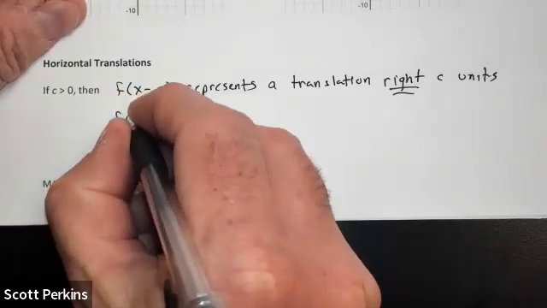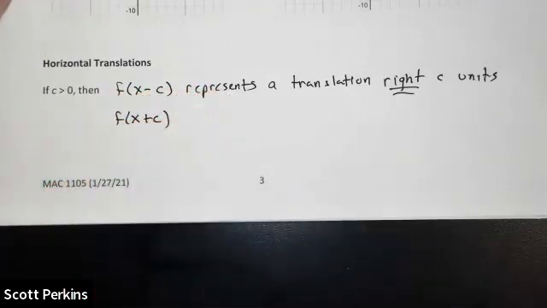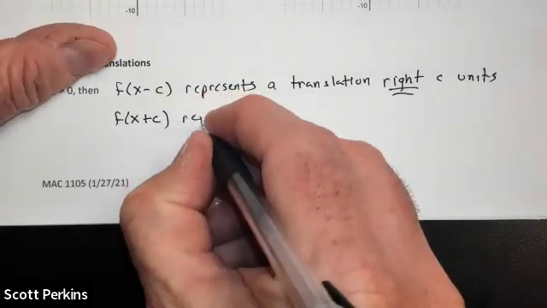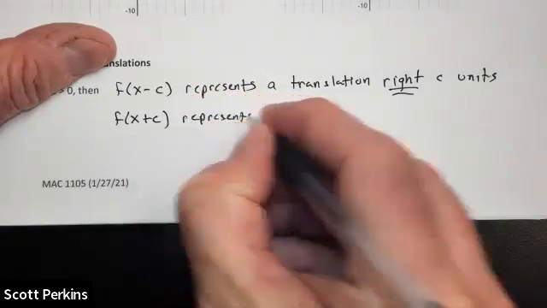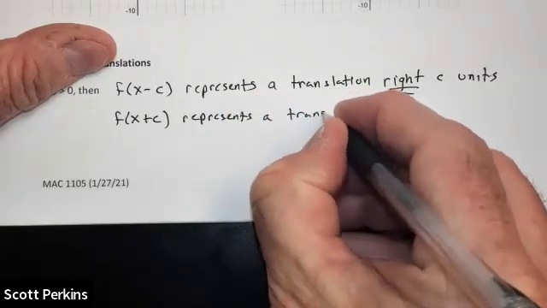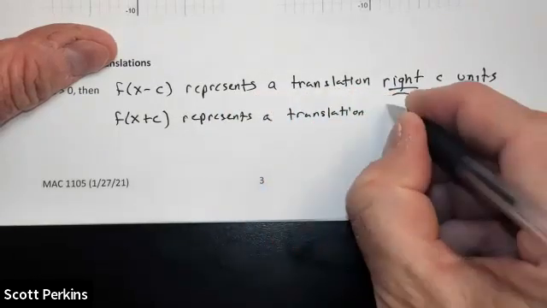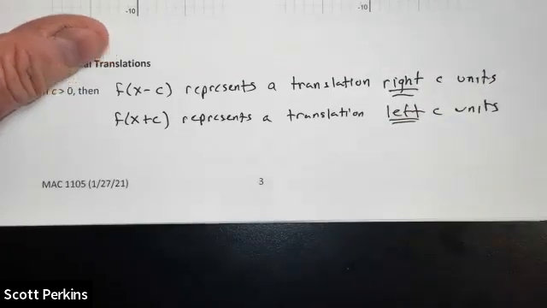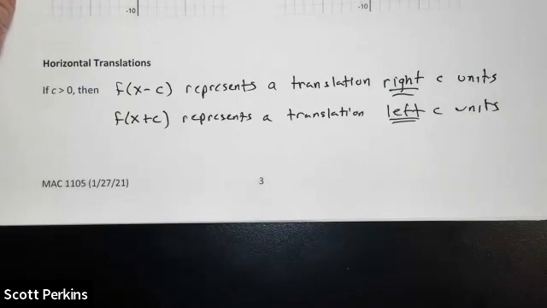Similarly, if I have f of x plus c, so I'm adding c directly to the x, again, I understand what that looks like and what your impulse is, so you've got to untrain yourself. This represents a translation left in the negative direction, c units. It's the exact opposite of what it looks like. And I understand that that's goofy. That's why we're going to do a bunch of examples to make sure that we catch on to that one little thing that's going on.